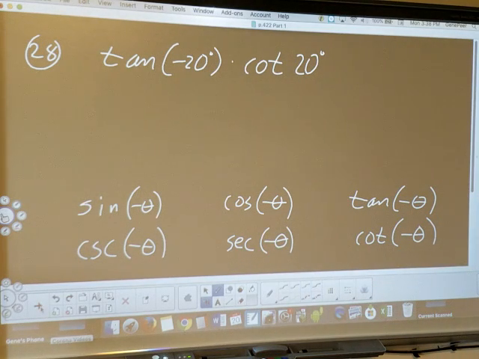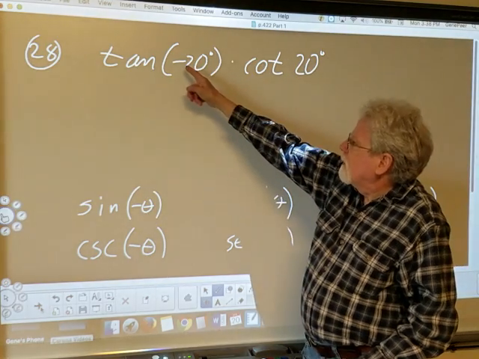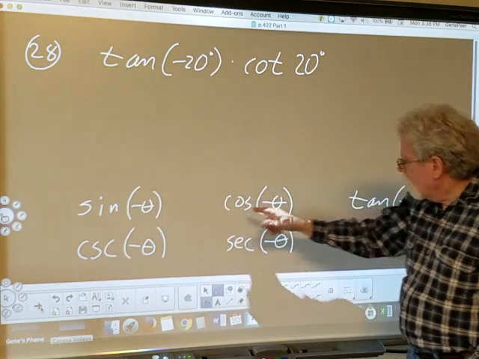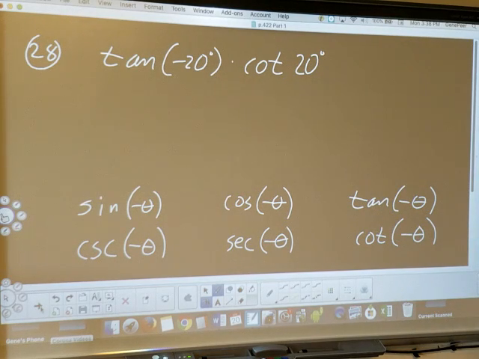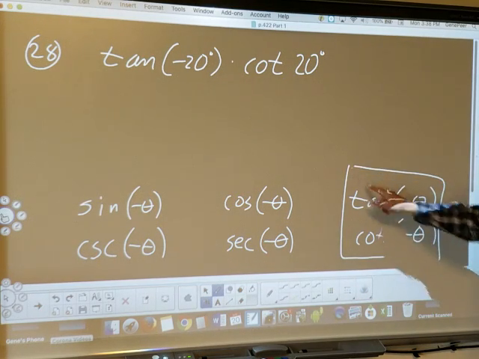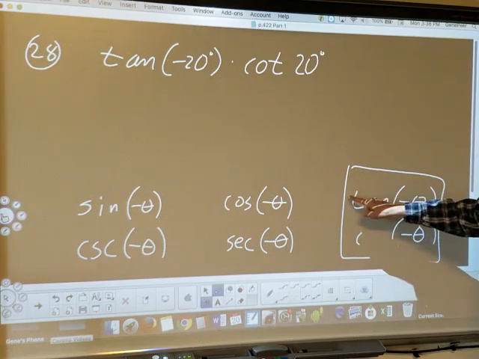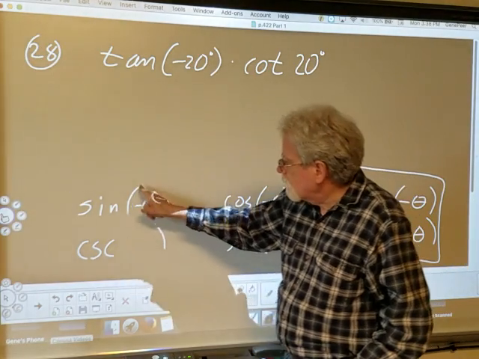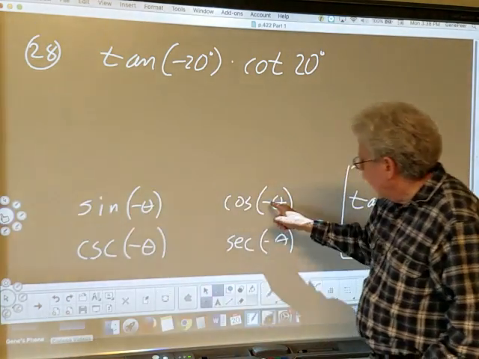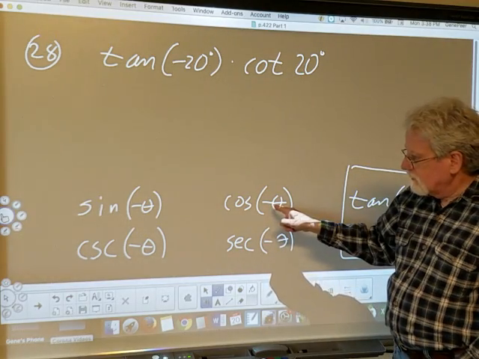Okay, this one is another one similar to 24. We just have to remember what to do with this negative sign. Sine, cosine, tangent, these are the ones where we pull the negative sign out to the side. Here we pull the negative sign out to the side. Here we just drop the negative.